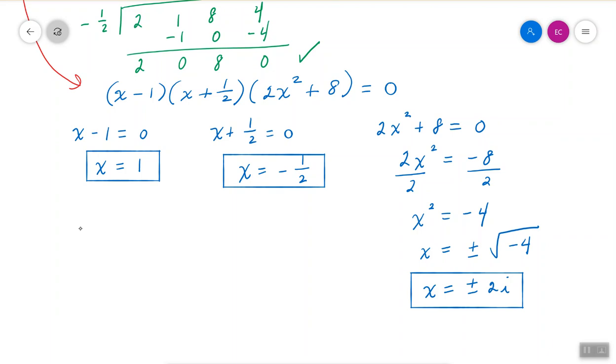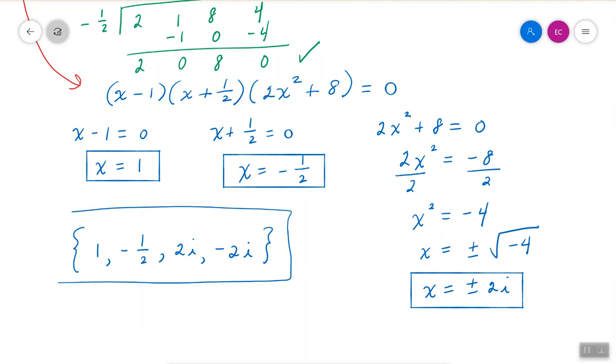And it might be nice if we wrote the answer one more time, if we got all of the zeros together in one list. This is what it would look like. What a nice problem.